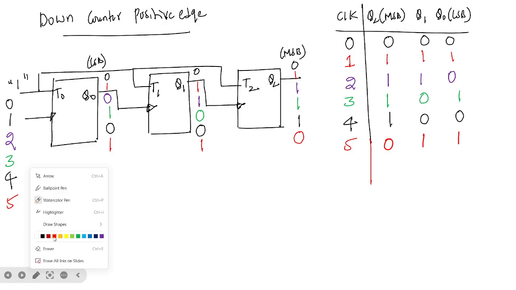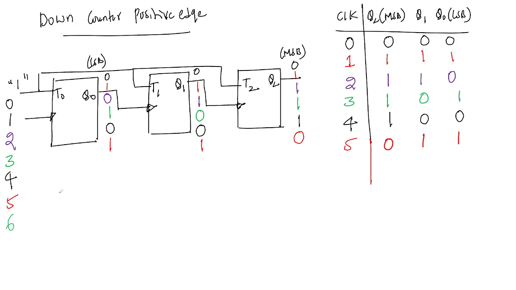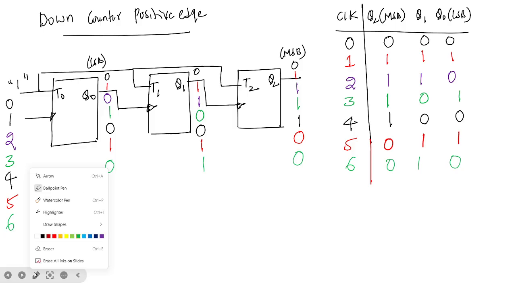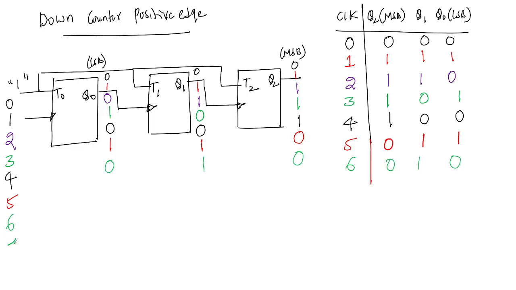At sixth clock pulse, this will become 0, 1, 0. It will be in the same state only. No transition. It will be same state. Sixth clock pulse, 0, 1, 0. Okay. At seventh clock pulse, what happens? Seventh clock pulse, this will transition from 0 to 1, and this will transition from 1 to 0, and it will be previous state only. So seventh clock pulse, 0, 0, 1.